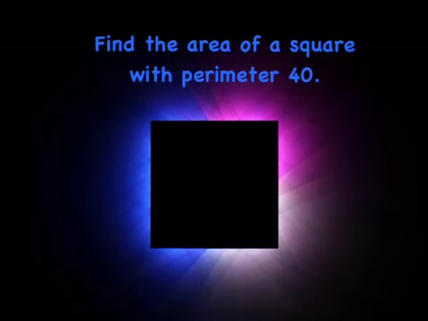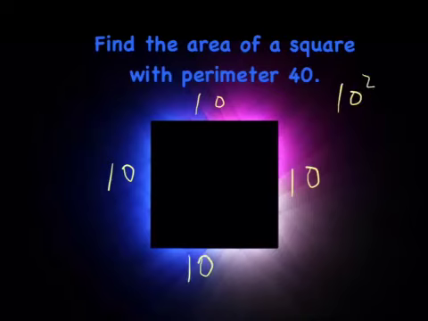Here's another problem. Find the area of a square with perimeter 40. If the perimeter is 40, that means each side is 10. And so we know in this example that the area of this is 10 squared, or 100 square units.